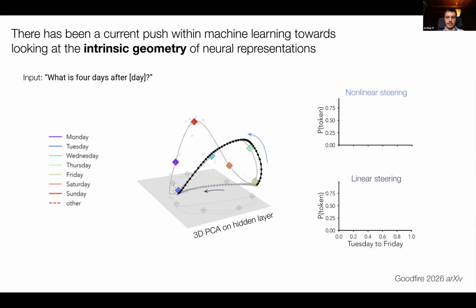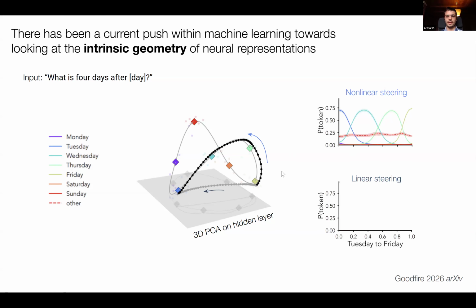And so they looked at the output of the LLM for these different activations in this intermediate layer for what they call nonlinear steering and linear steering. For the nonlinear steering, what you expect happens. If you start with the day Friday, so you look at the activation when you say "what is 4 days after Friday," you get that the most probable next token is Tuesday.